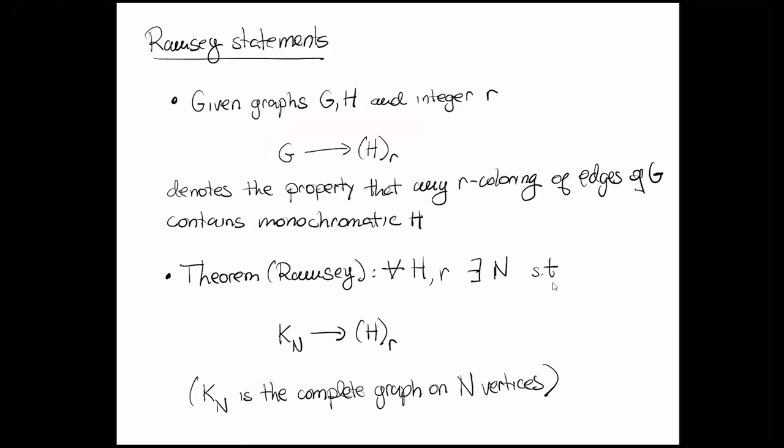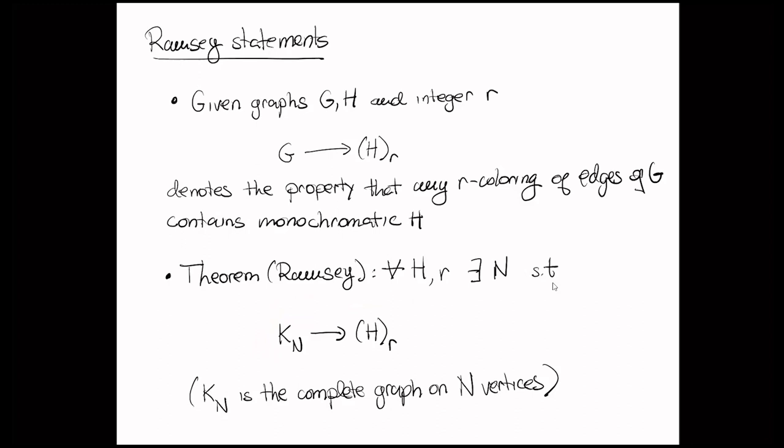And the basic theorem, the fundamental theorem in the area, is the Ramsey theorem, that says that for every H and an integer R, there exists a capital N such that K_N, the complete graph on N vertices, where by complete graph I mean you connect everybody, arrows H with R colors. So whenever I color the edges of the complete graph on capital N vertices, I will obtain a monochromatic copy of H. I assume that you guys are familiar with that.